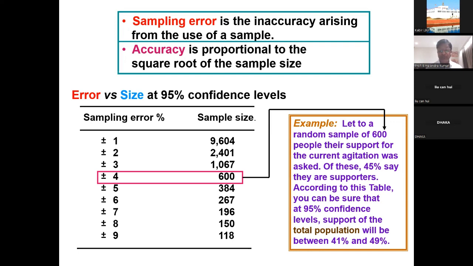So according to this table, you can be sure that at 95% confidence level, support of the total population will be between 41% and 49%. So suppose there are 600 people, when it is taken, then the total population can be selected for sampling. This is the 41 and 49%. So this is the accuracy you have to make out of 600. So there is a probability of error of only 4%.